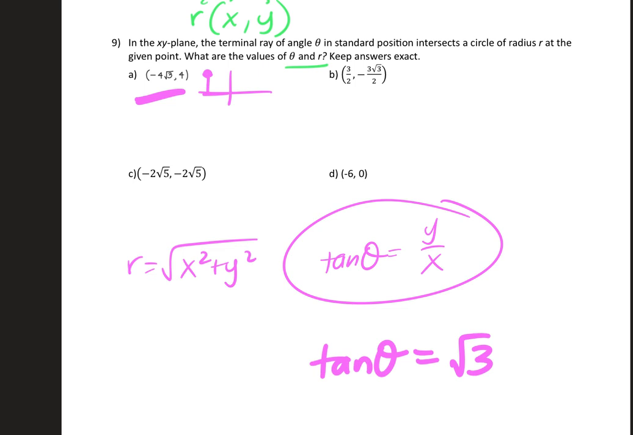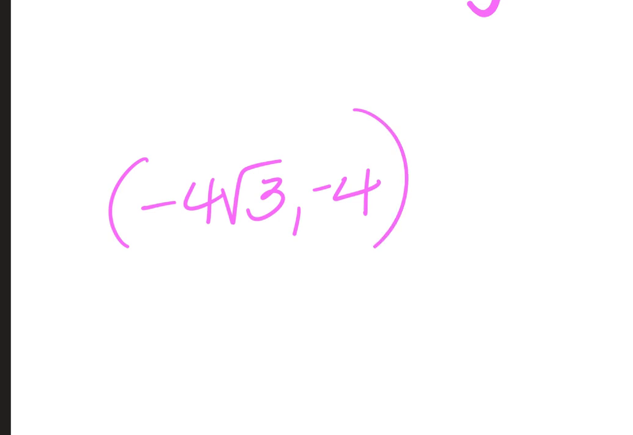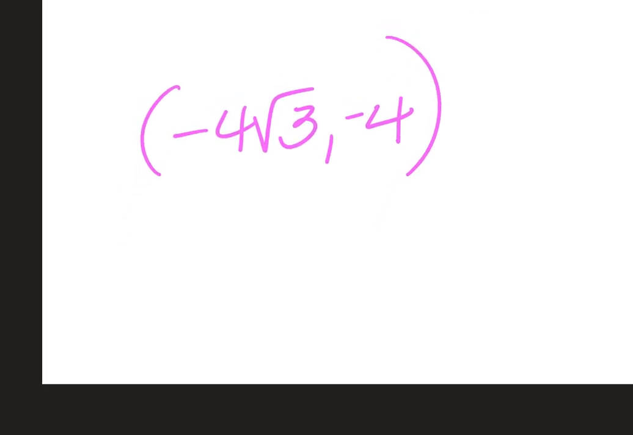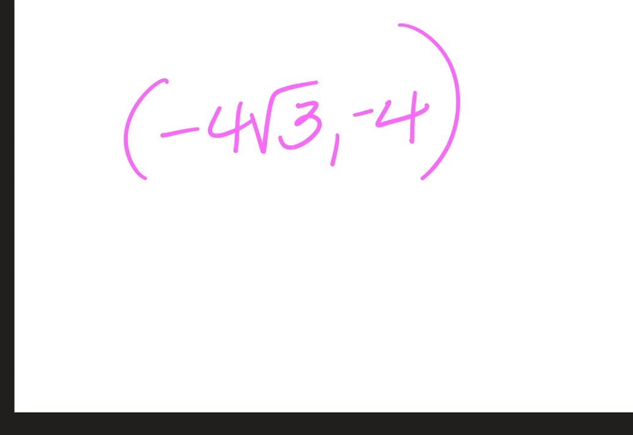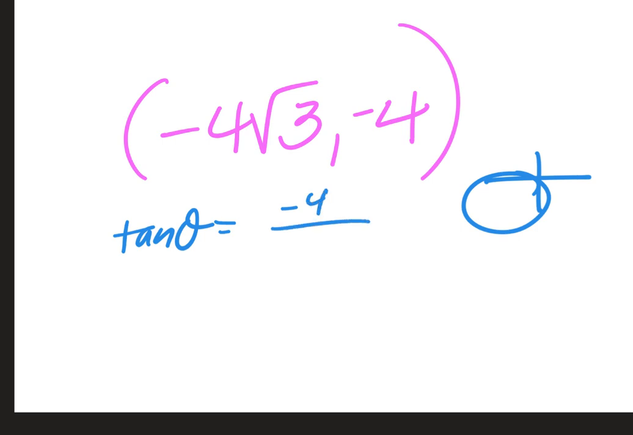Can you do one of those problems? Sure, but let me give you different numbers so you can practice. All right, so negative 4 root 3 and negative 4. First of all, where is that? It's in my third quadrant, so now I'm going to pick from that, right? So then, do I need to do the radius or just the angle? Just the angle. Okay, so the tan of theta would be negative 4 over negative 4 square root 3. The negative 4's cancel, and this is 1 over root 3.